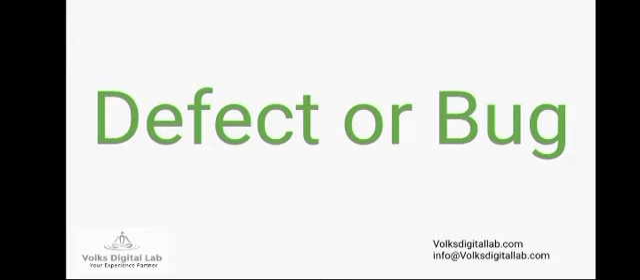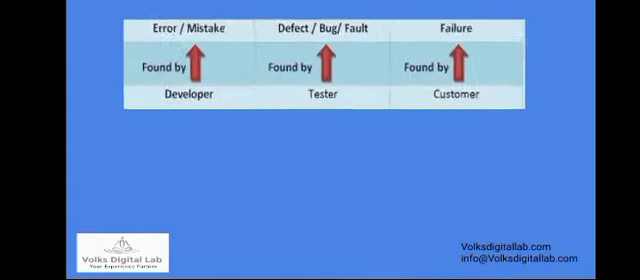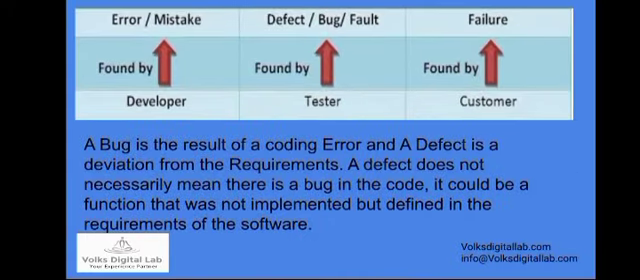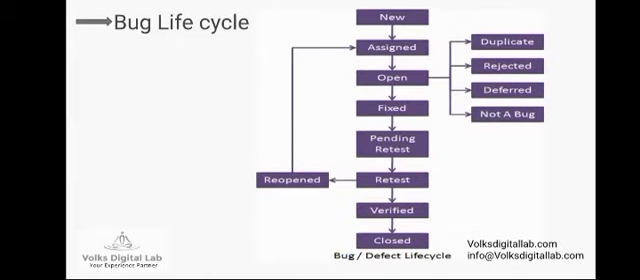Then we have defect or bug. A bug is the result of a coding error, and a defect is a deviation from the requirements. A defect does not necessarily mean there is a bug in the code. It could be a function that was not implemented but defined in the requirements of the software. This is the bug life cycle.